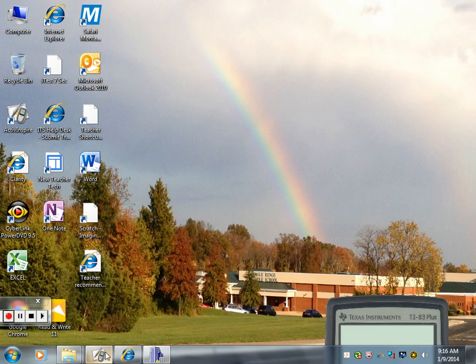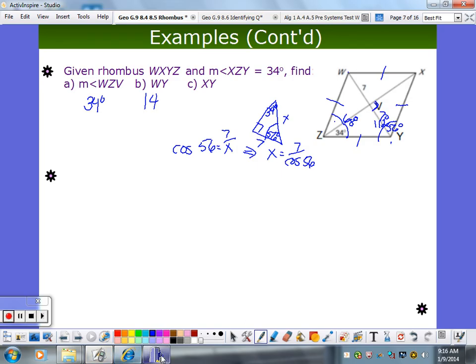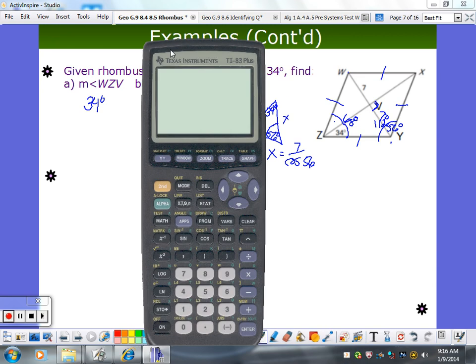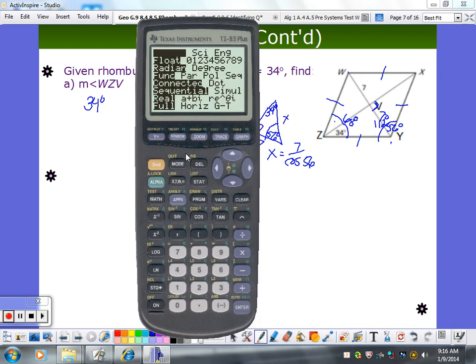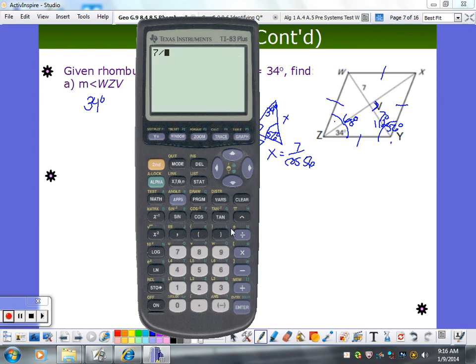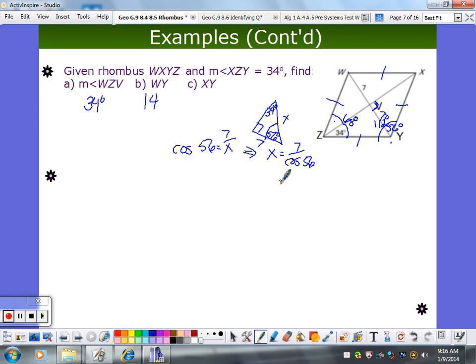What's the first thing you're doing to your calculator? Well, turning it on. After you turn it on, mode, and make sure you are in degrees. Good. And then what do I want? 7 divided by cosine 56. Approximately 12.5. Yeah, you still have to know trig? Yes.